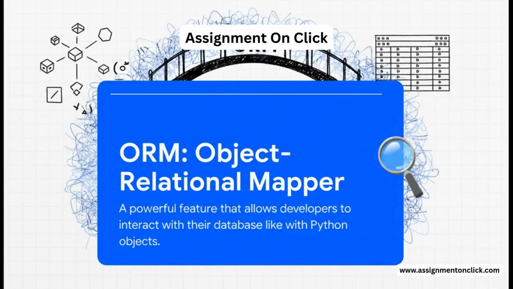So what on earth is an ORM? Well, the letters stand for Object-Relational Mapper, and the best way to think about it is as a brilliant bridge. See, on one side of the river, you've got your Python code living in a world of objects. On the other side, you've got your database, thinking in tables and rows. The ORM is that bridge in the middle, translating between the two so you don't have to. You get to work with your data like it's just regular Python objects.